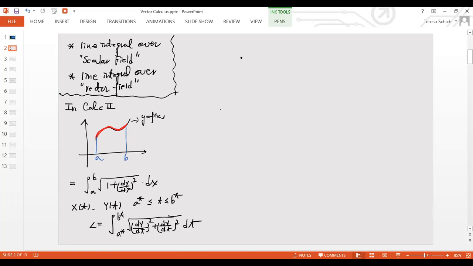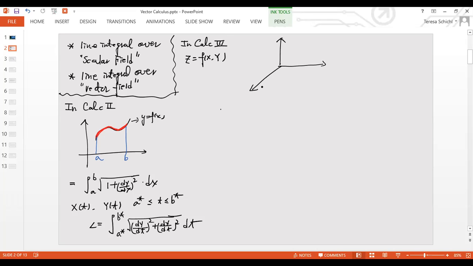Okay, so now in Calc 3, let's take a look at what we mean. If I have a function z equals f of x, y, I'm going to find the line integral of f of x, y.